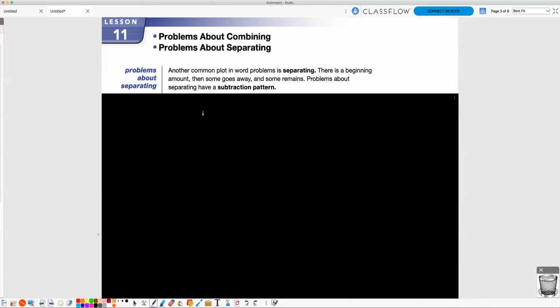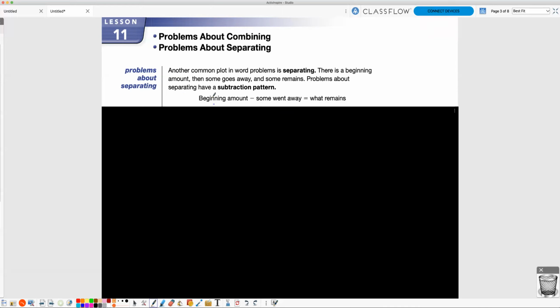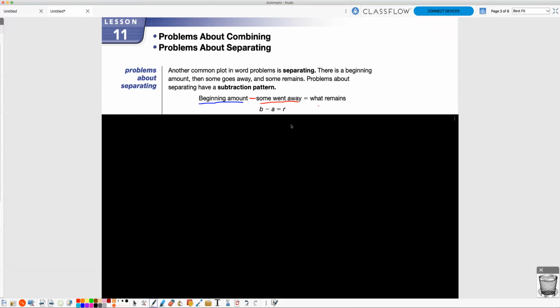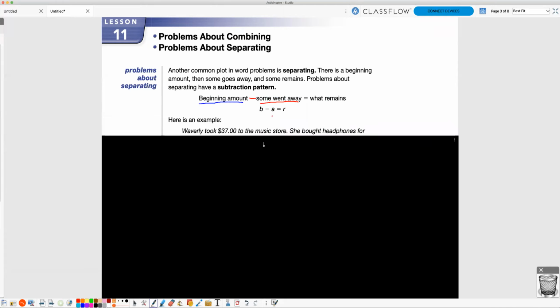Another common plot in word problems is separating. There's a beginning amount, then some goes away, and then there's some that remain. Problems about separating have a subtraction pattern. So you have a beginning amount, some went away, and then whatever remains is your final answer. So B, the beginning amount, minus A, what went away, equals the remaining. It doesn't matter what letters you use for the pattern, but here's an example.